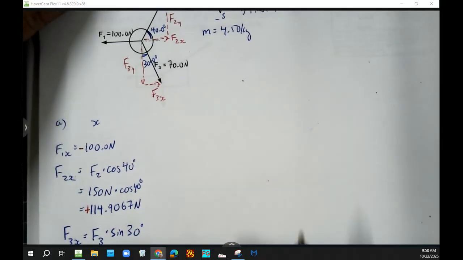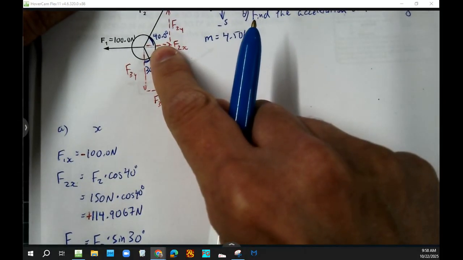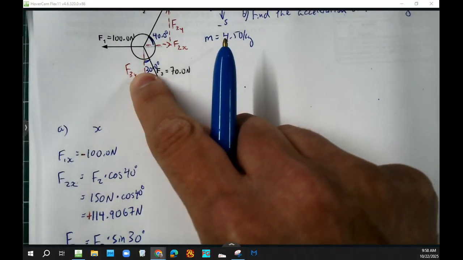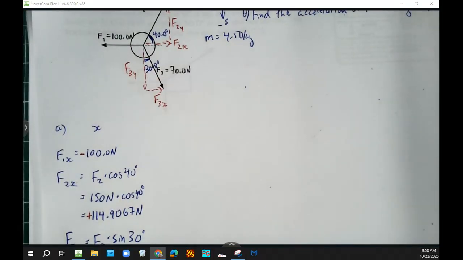I did that on purpose. I gave the angle with respect to the x-axis the first time and with respect to the y-axis the second time so that I could draw attention to that. Okay? We always have to be thinkers.